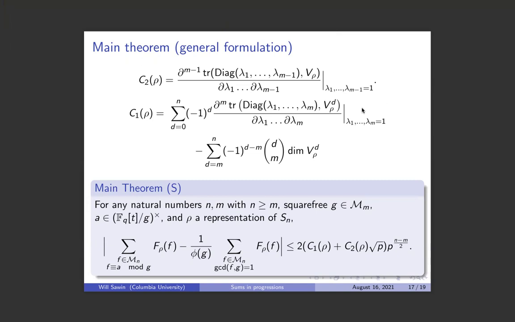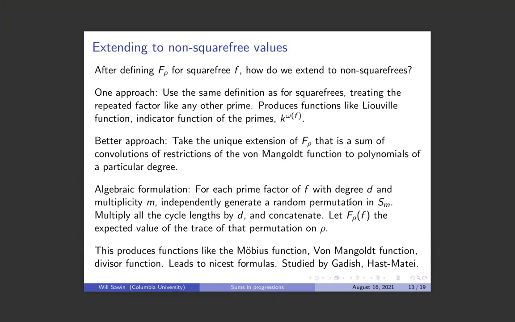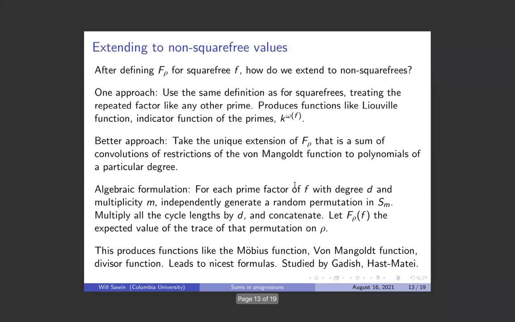There is a question in the chat: to repeat the definition of f_rho. So f_rho is defined by, on square-frees, you take the permutation which is one cycle of size d for each prime factor of f of degree d, and you look at the trace of that on rho. And then you extend it in the best possible way to the non-square-frees, which turns out to be given by this weird definition with random permutations. Or you can also say it's the unique extension.